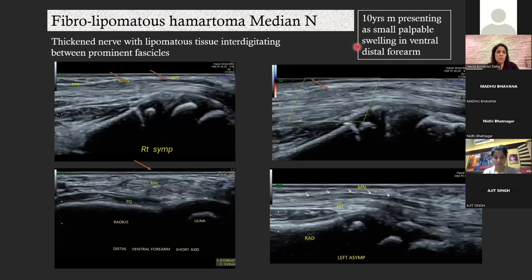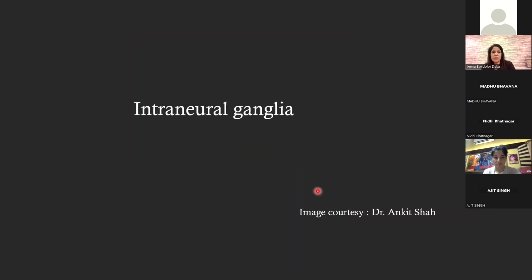And on ultrasound, we see that the median nerve is enlarged, and there is hyperechoic lipomatous tissue interdigitating between the prominent fascicles. And this was diagnosed as a fibrolipomatous hamartoma of the median nerve. And as always, we have to compare with the normal median nerve on the opposite side.